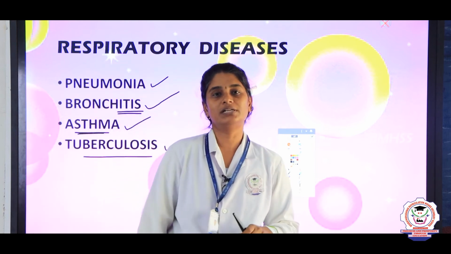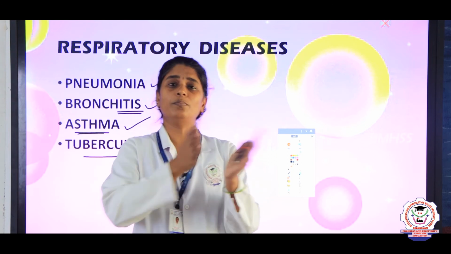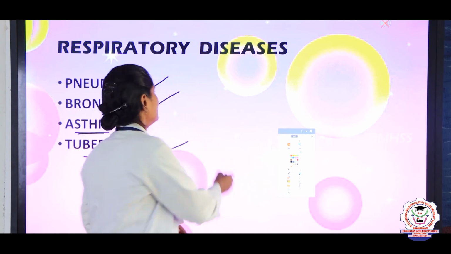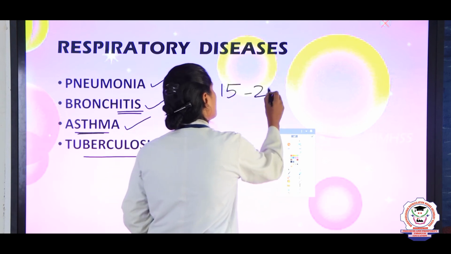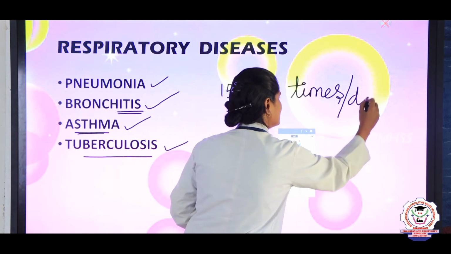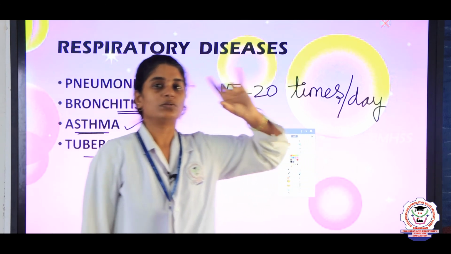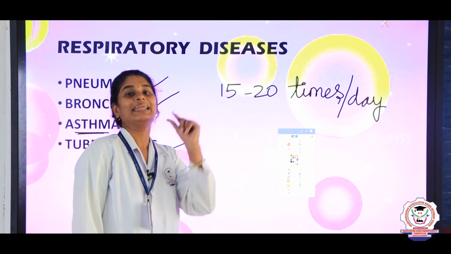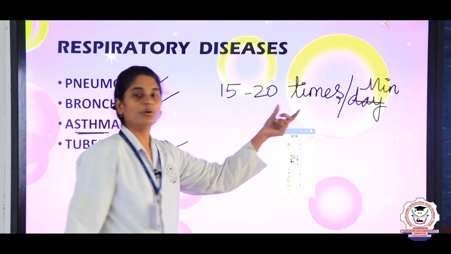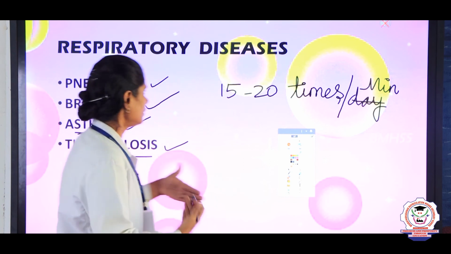Okay. Now children, in this class you have learned about respiration, but you should also know how many times it takes place in our daily life. It takes place nearly 15 to 20 times per minute. I told you about inhalation and exhalation, right. This inhalation and exhalation is known as respiration. So in 1 minute, breathing takes place 15 to 20 times.